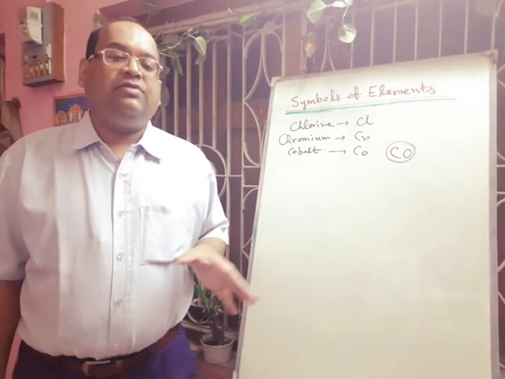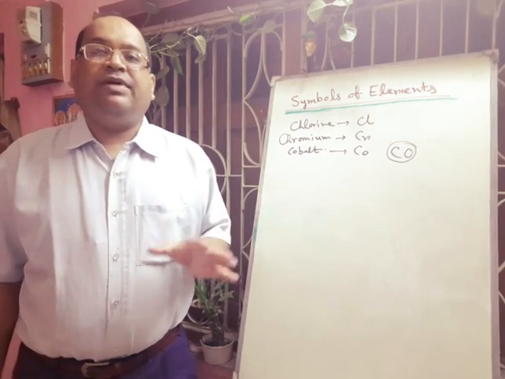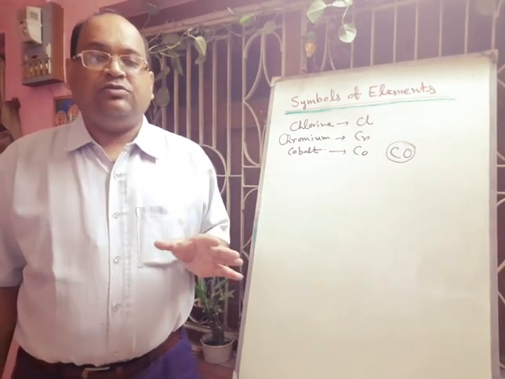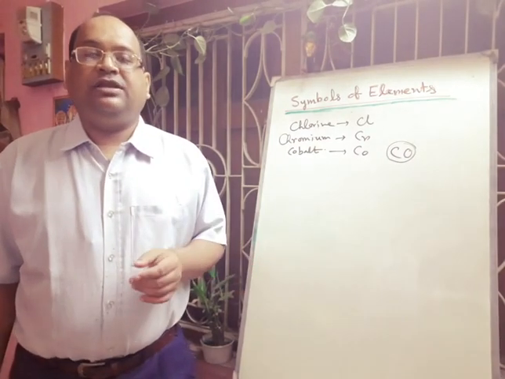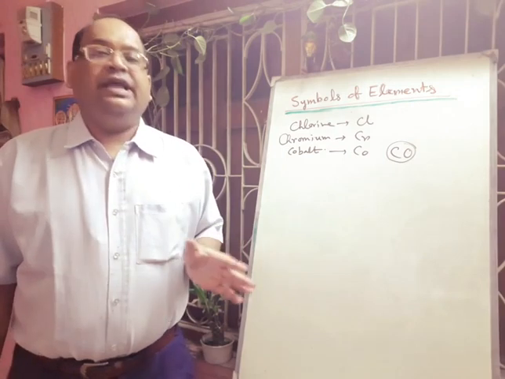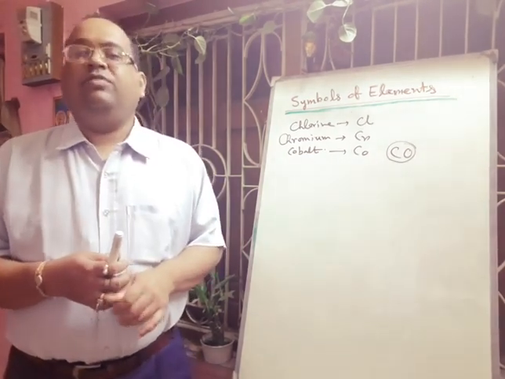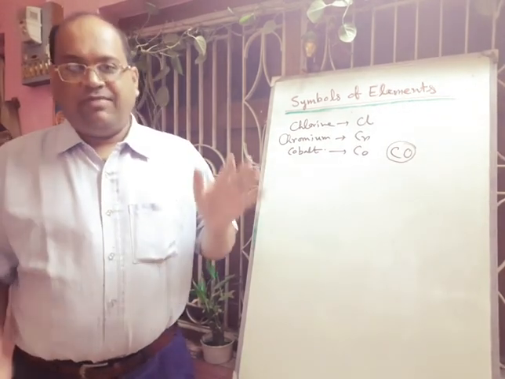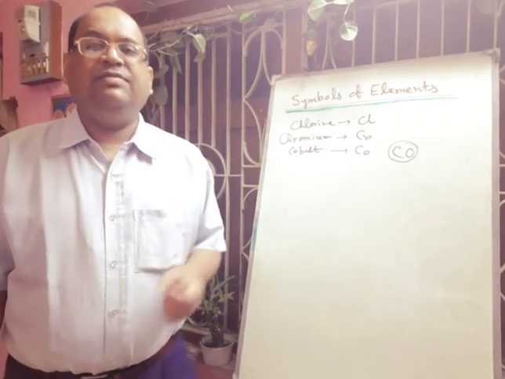Now, at your level you cannot remember all, so I suggest you at least try to remember the first, second, third and fourth rows of the periodic table, or up to 40. Next we will tell which symbols are more important, and you have to remember those also. Hope you can understand.